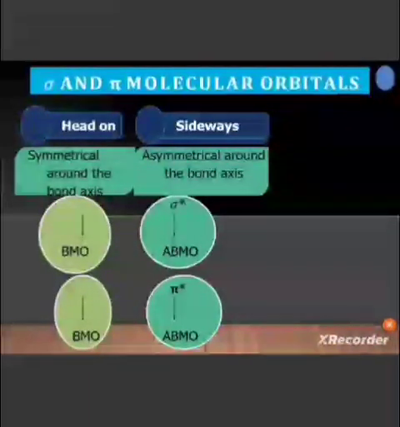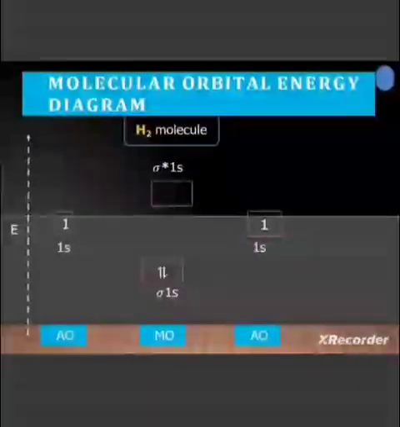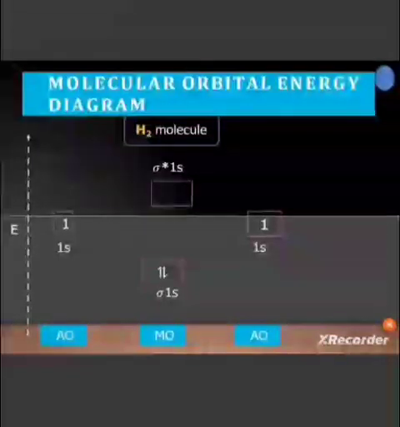Molecular orbital energy diagram for the various molecules like H2, He2. In the H2 molecule, which is formed by the combination of two hydrogen atoms, each hydrogen atom has one electron in the 1s orbital. Therefore, in all there are two electrons in the hydrogen molecule which are present in the sigma 1s molecular orbital. So, the configuration is sigma 1s 2.